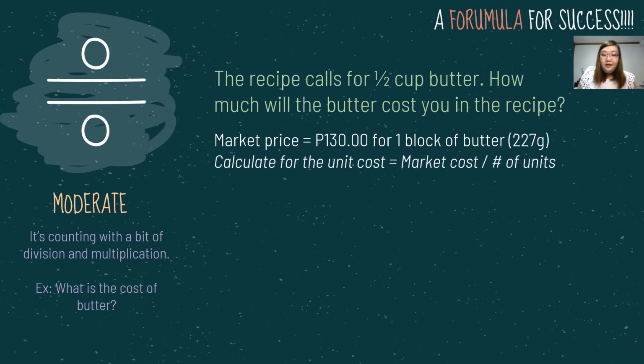Now we need to calculate for the unit cost. How are we going to do this? That is market cost, 130, divided by the number of units. Our units right now is grams, not pieces, but grams.